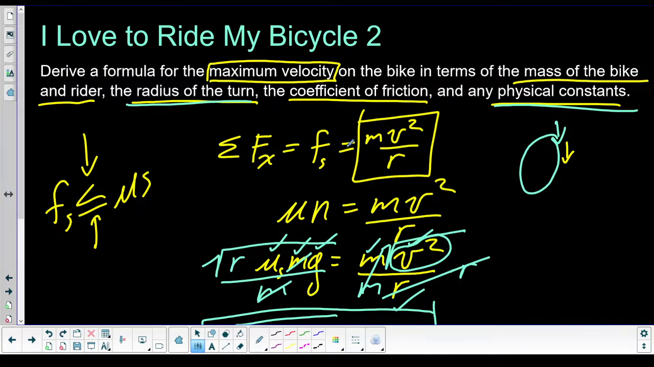When you use the "or equal to," you are actually finding the static friction maximum. This is the biggest your static friction could possibly be. So if you go beyond that, you're going to start sliding and you're going to turn into kinetic friction.